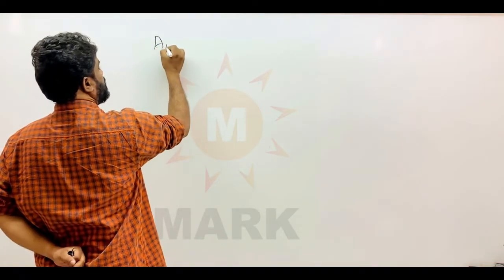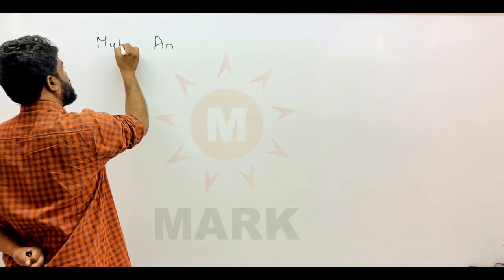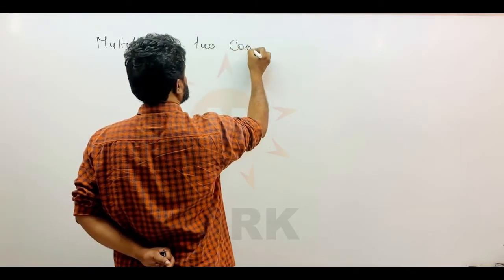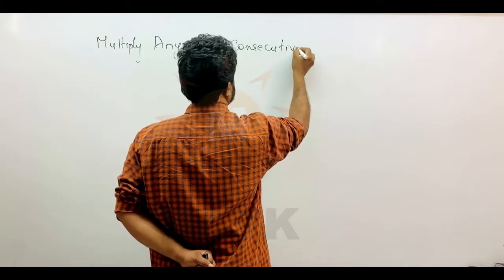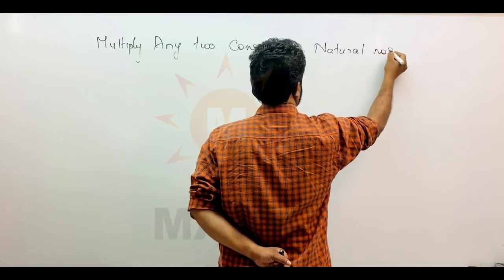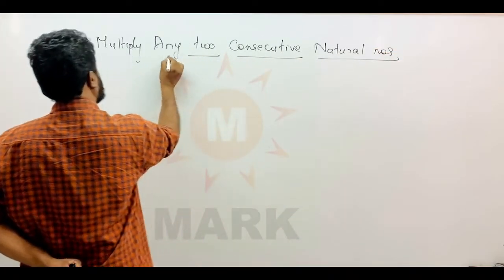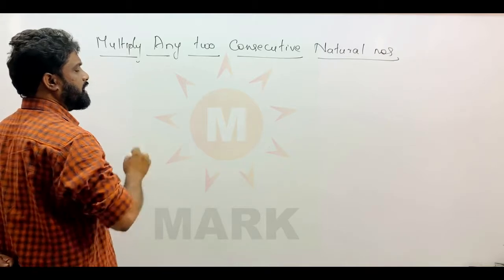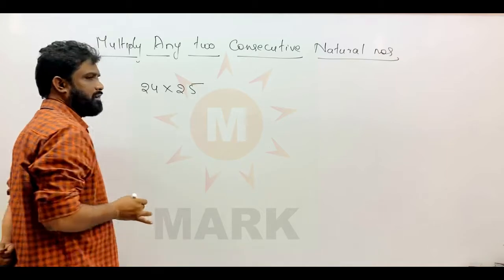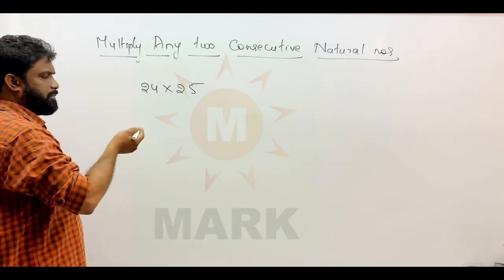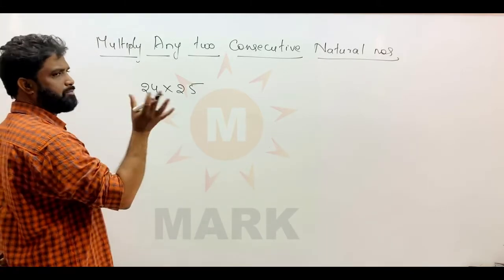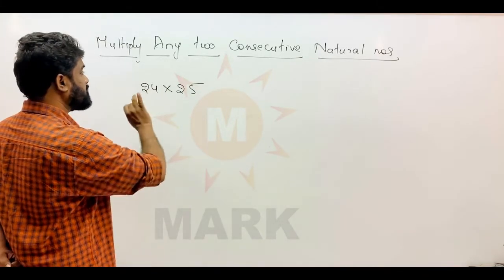Okay. Now friends, we will see how to multiply any two consecutive natural numbers. Any two consecutive natural numbers, that means 24 into 25. Everybody knows that 24 into 25 is equal to 600. But there is a technique here; with simple numbers I am trying to explain.